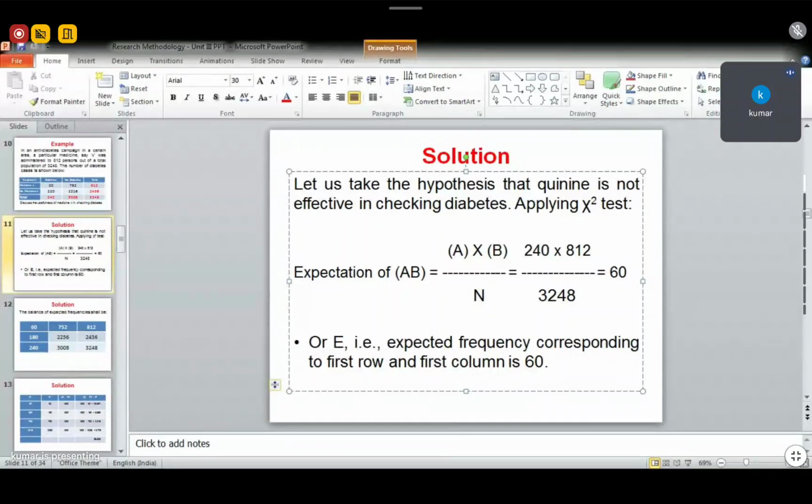Is it clear on the screen now? Yes, sir. So to find out the value for the first cell, 11, take the total of the column, multiply it with the total of the row, and divide by the grand total. You will get the expected frequency as 60. Like that, for every cell, we have to find out the values.